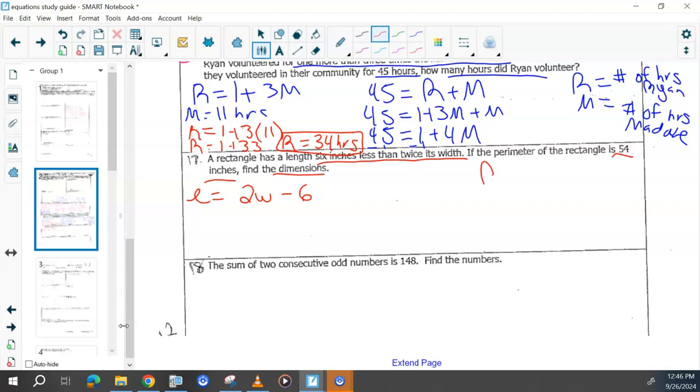Our perimeter we know is adding up all the sides, or for short, 2L plus 2W. If you wanted to just do P equals L plus L plus W plus W, you could do that. You just don't have space on the paper to do that, so you'd have to get more paper. We could replace P with 54 and L with this equation. And then just like the last two, solve that equation, get whatever W is, and then go back and find L.